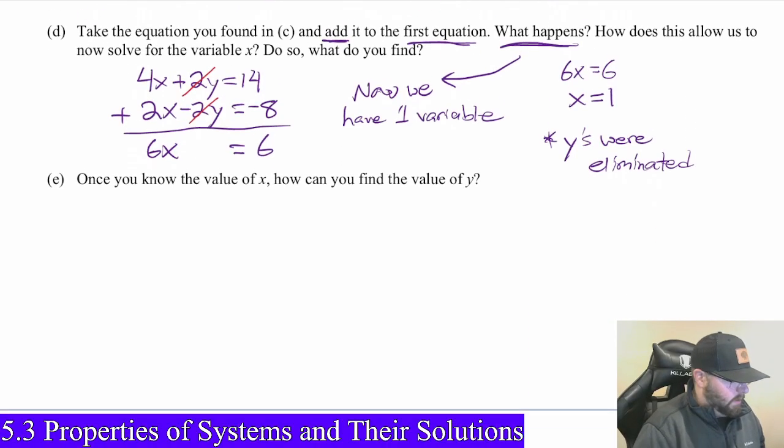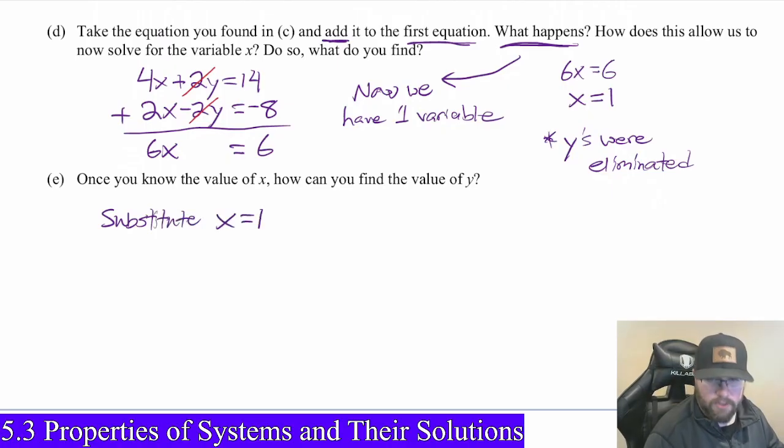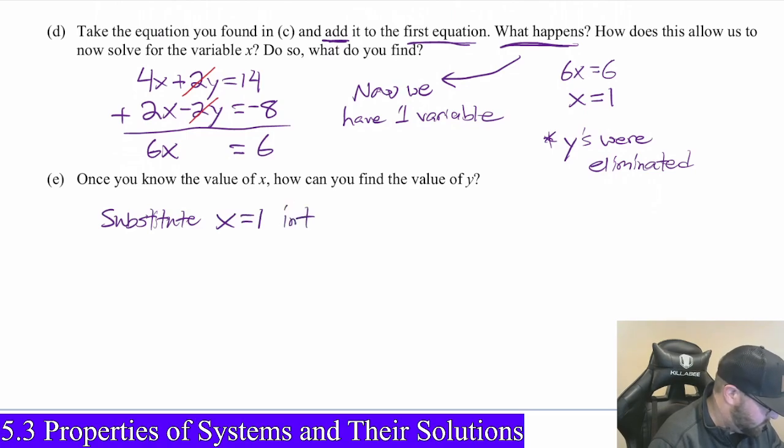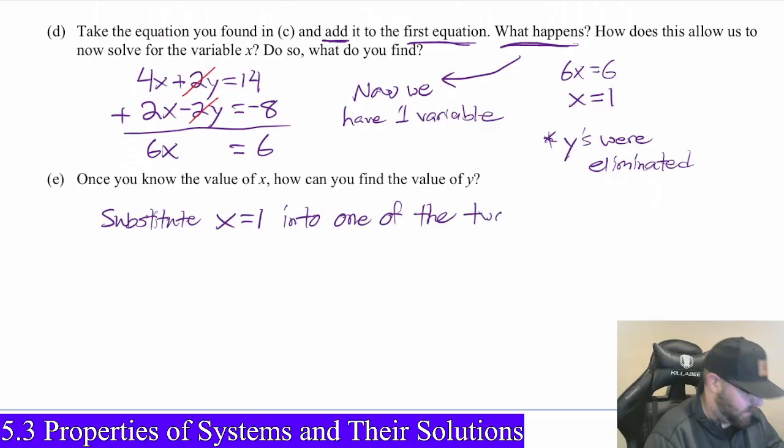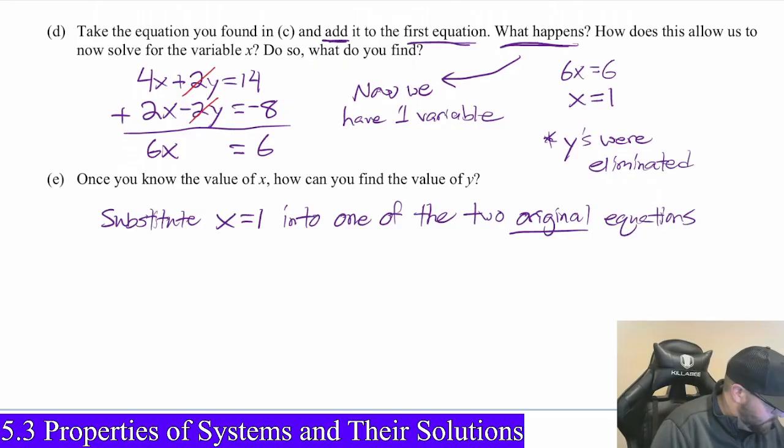Okay. And now that we know what the value of x is, we can find the value of y. We literally are just going to substitute x equals 1 into one of the two equations, and more importantly, one of the two original equations. And then we should be able to find our value of y.